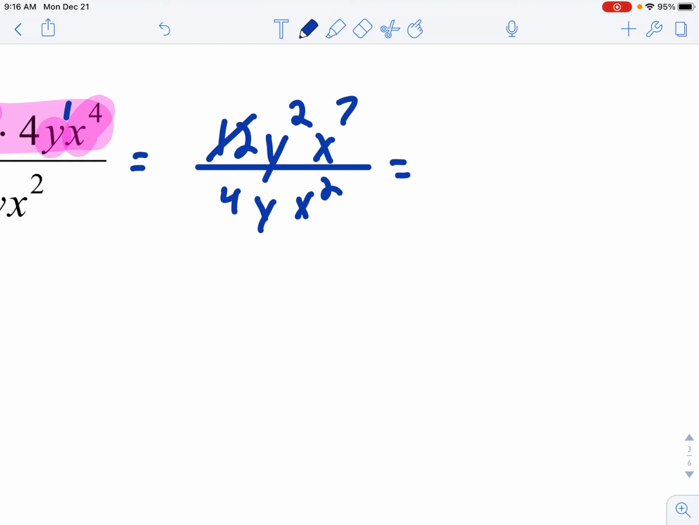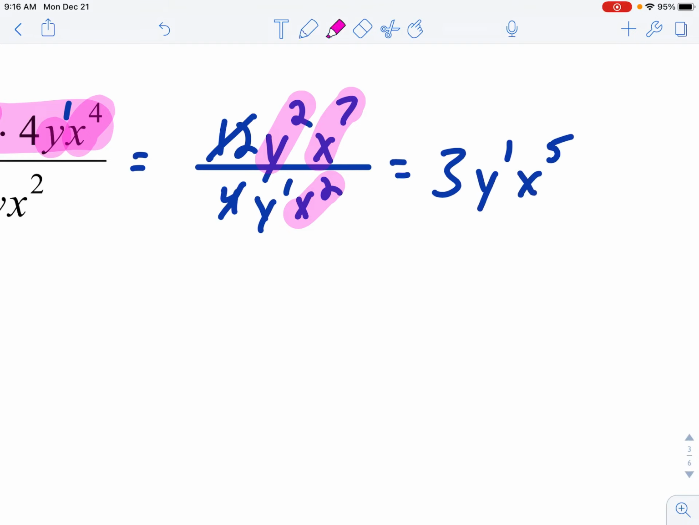Well, 12 divided by 4 is 3. Y to the second over y to the first. When you cancel or reduce this, you're going to get y to the first power, right? 2 minus 1 is 1. And x to the 7th over x to the second. When you reduce that, 7 minus 2 is 5, so that's x to the 5th.